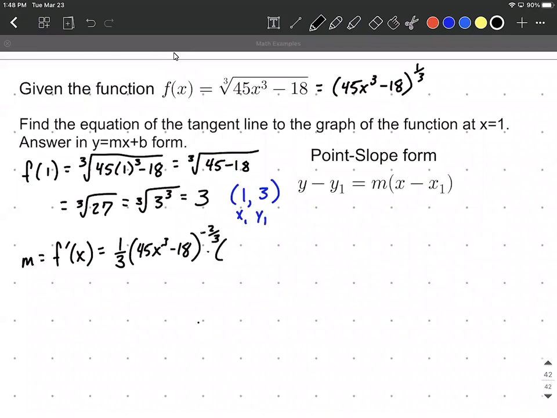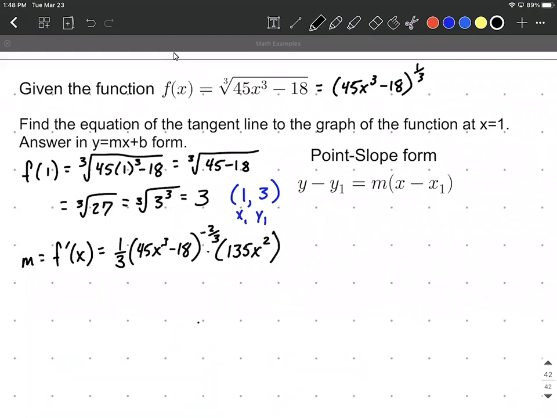And then we have to multiply this by the derivative of the inner function. So for the derivative of 45x cubed, we bring the exponent down using the power rule. So 45 multiplied by 3 is going to be 135. We reduce the exponent by 1, so 3 minus 1 makes 2 for our new exponent. And then the derivative of 18, a constant, is going to be 0. So I'm going to leave that off.